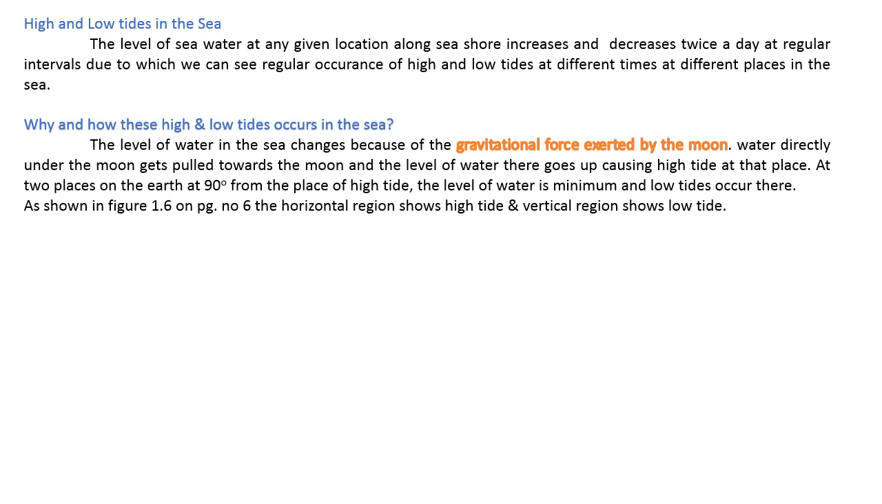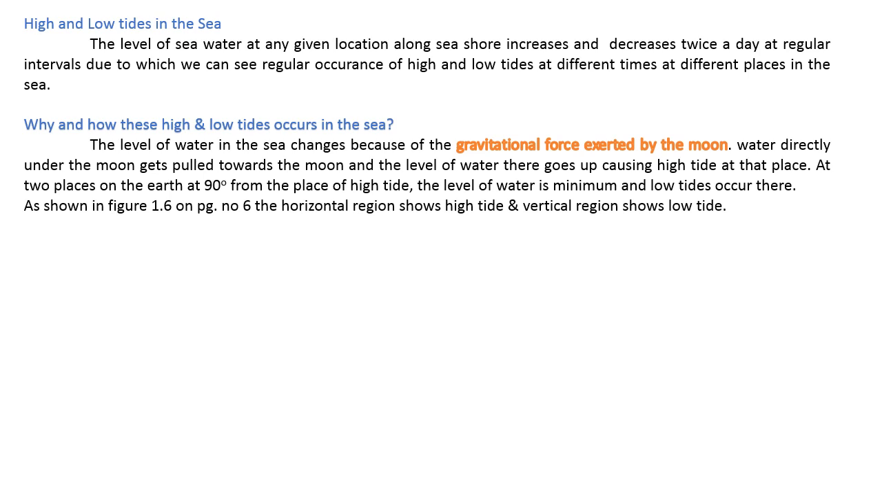Now, when the moon is going to pull the water, from where will it get the water? It's not going to pour something extra and pull, no. From other sides the water will be pulled out. Therefore, at the two places on the earth at 90 degrees from the place of high tide, there will be less water, means the level of water becomes minimum, and low tide occurs there.